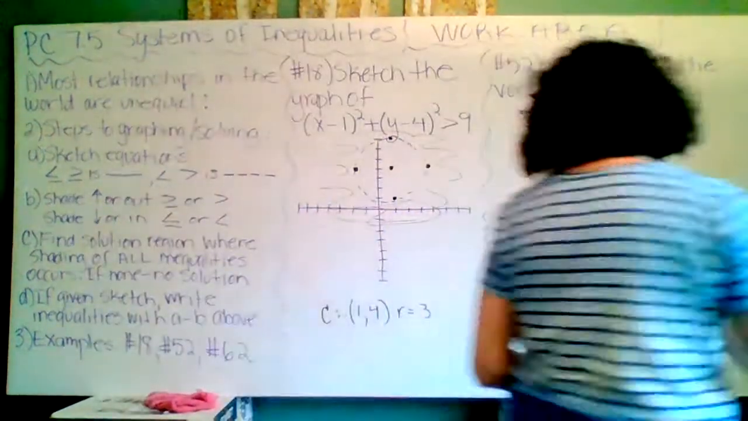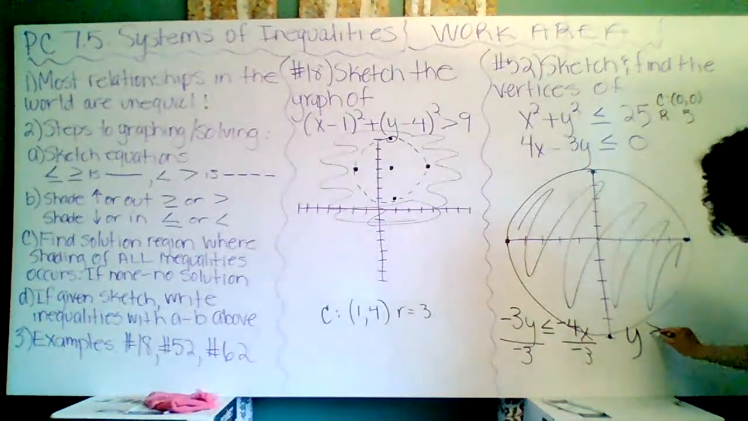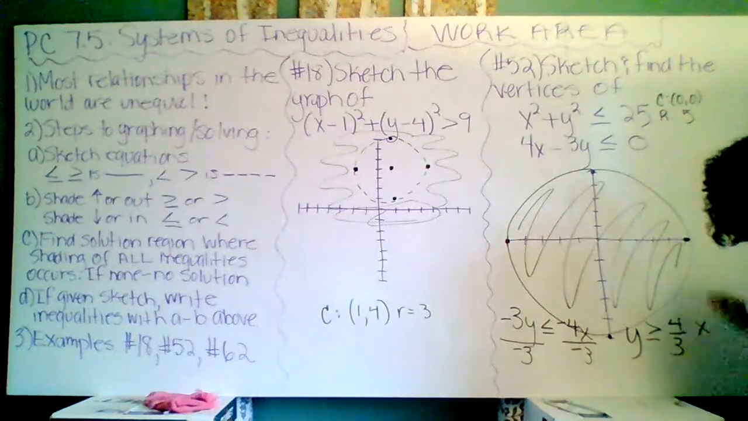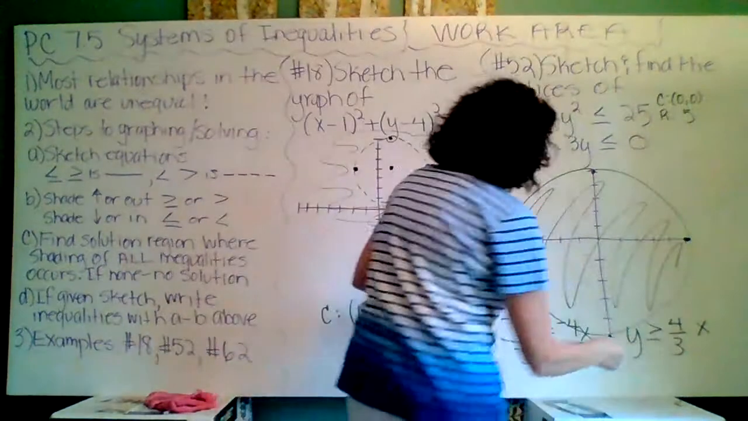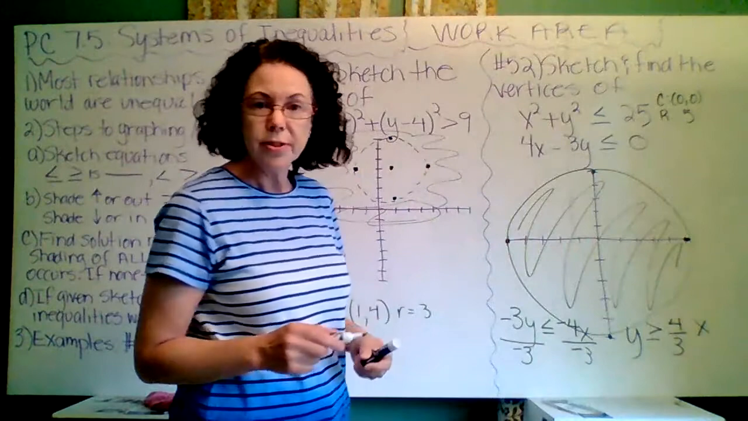Remembering that when I have an inequality, if I multiply or divide both sides by a negative, I have to flip the sign. Okay, so I am going, for good reason, to graph the line y is greater than or equal to 4/3 x.